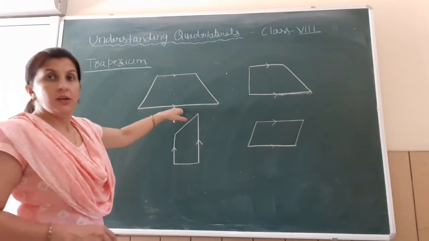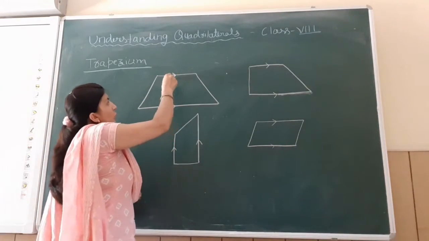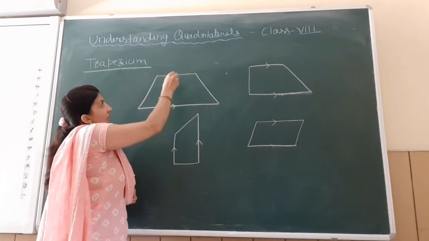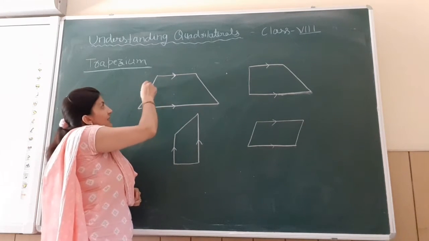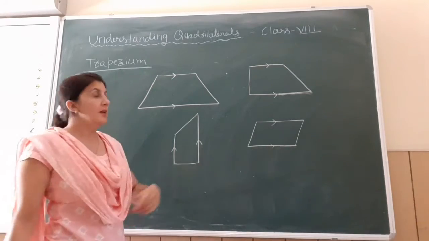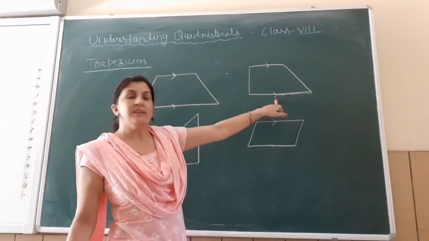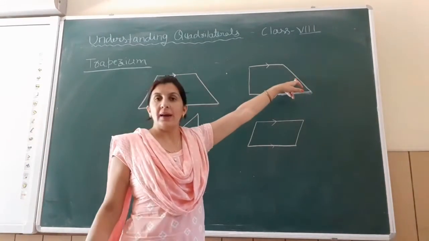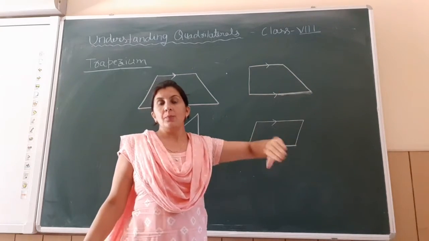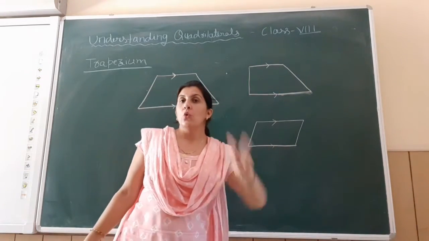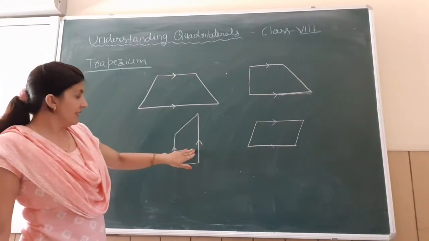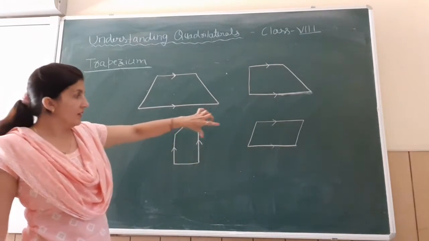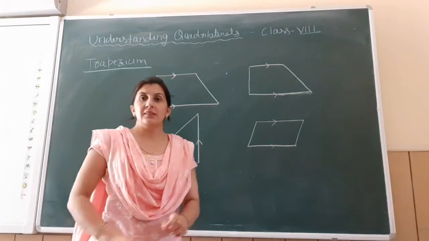The arrows I have put show the parallel sides. This and this sides are parallel. These are not parallel. So yes, it is a trapezium. These both sides are parallel. These are not parallel. So yes, it is a trapezium. So two sides will be parallel. Is this a trapezium? Yes, these are parallel. Is this a trapezium? Yes, these are parallel.